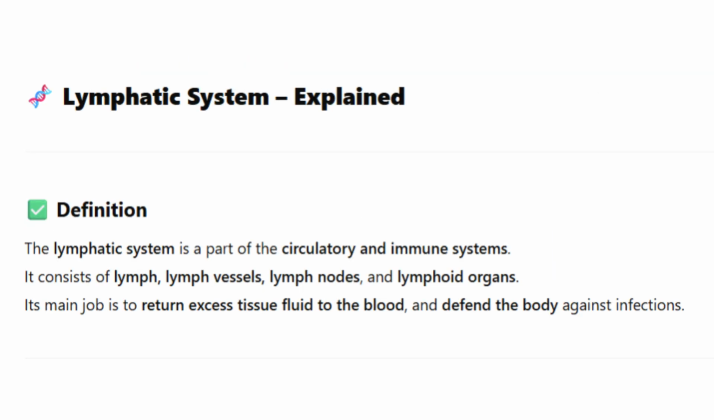Lymphatic system, explained. Definition: the lymphatic system is a part of the circulatory and immune systems. It consists of lymph vessels, lymph nodes, and lymphoid organs. Its main job is to return excess tissue fluid to the blood and defend the body against infections.